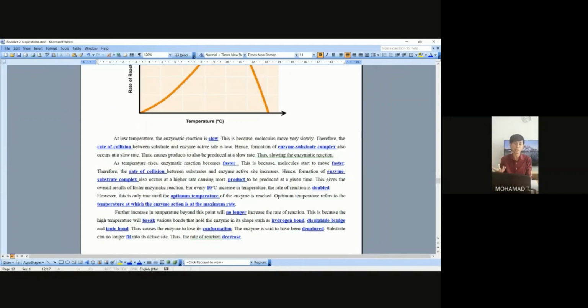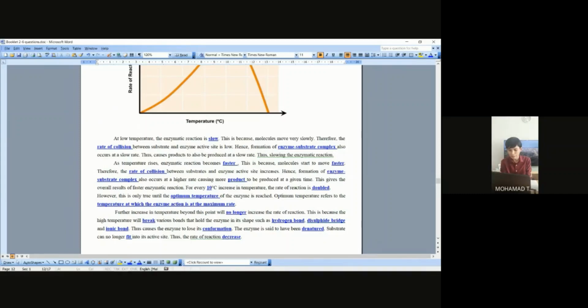Okay, too high temperature will break all those things. 3 bond, ionic hydrogen dengan disulfide bridge, and then 2 interaction, iaitu van der Waals interaction dan juga hydrophobic interactions. Okay, boleh sebut semua akan breakdown kalau too high temperature. Okay, alright. So tapi ayat dalam Biobooster dia kata this is because the high temperature will break various bonds. Kalau bonds ada 3 lah, that hold enzyme in its shape, such as hydrogen bond, disulfide bridge, and ionic bond. Ingat, so saya cakap tadi, ingat kelima-lima. Kalau temperature memang akan ganggu kelima-lima benda tadi.